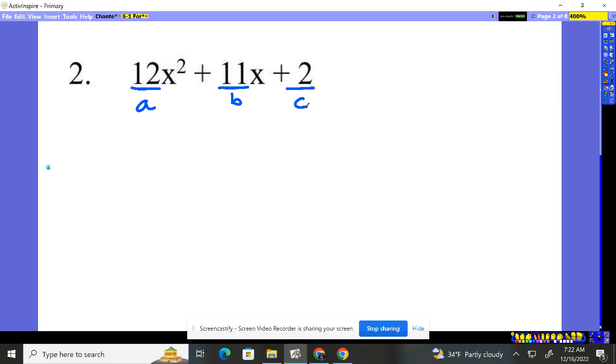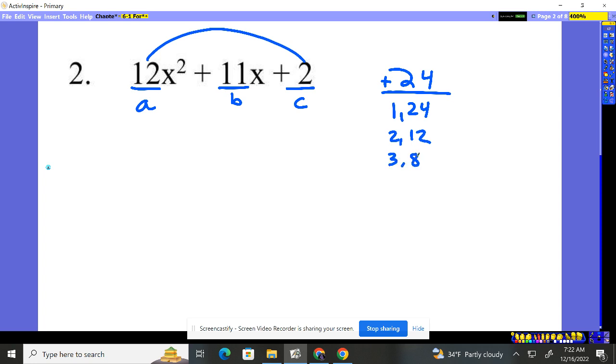I'm going to multiply the a and c value. I'm going to multiply this times this. That gives me 24, and it's a positive 24. I'm going to think, what multiplies together to give me 24? Just like we normally do: 1 times 24, 2 times 12, 3 times 8, 4 times 6. Now, which of these will create that b value of 11?